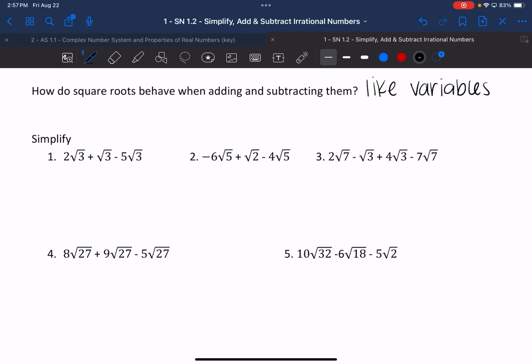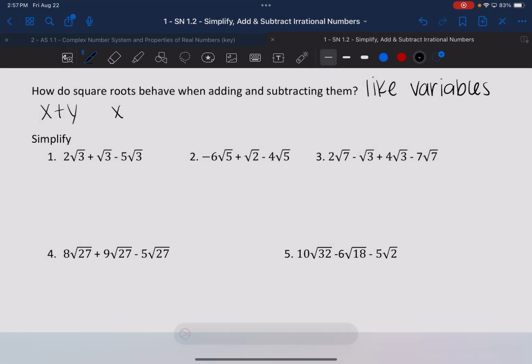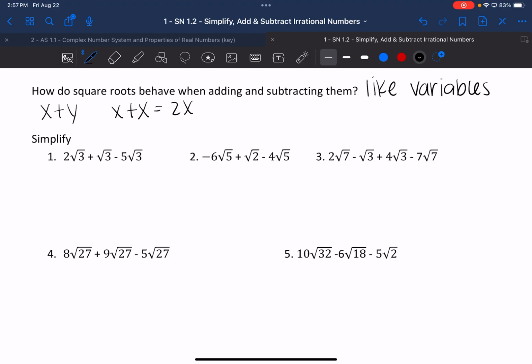Well, let's say I gave you something like x plus y. Could you actually add those together? No. Okay. But if I give you something like x plus x, can I add those together? Yeah. What would that be? 2x. Okay. We get 2x because we are adding those understood coefficients in front, right? 1 plus 1. I didn't do anything to the x's, right? I just counted up how many there were.